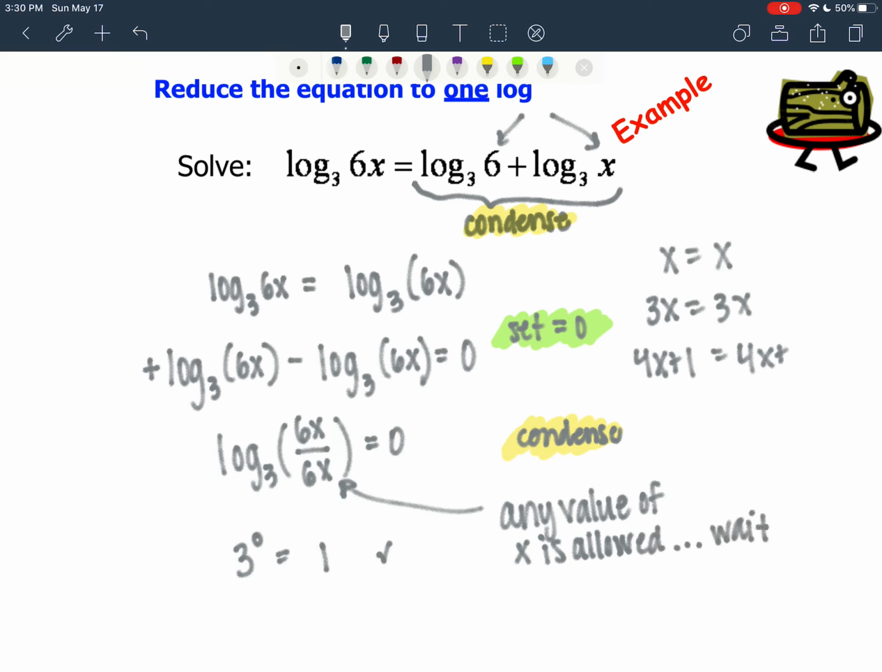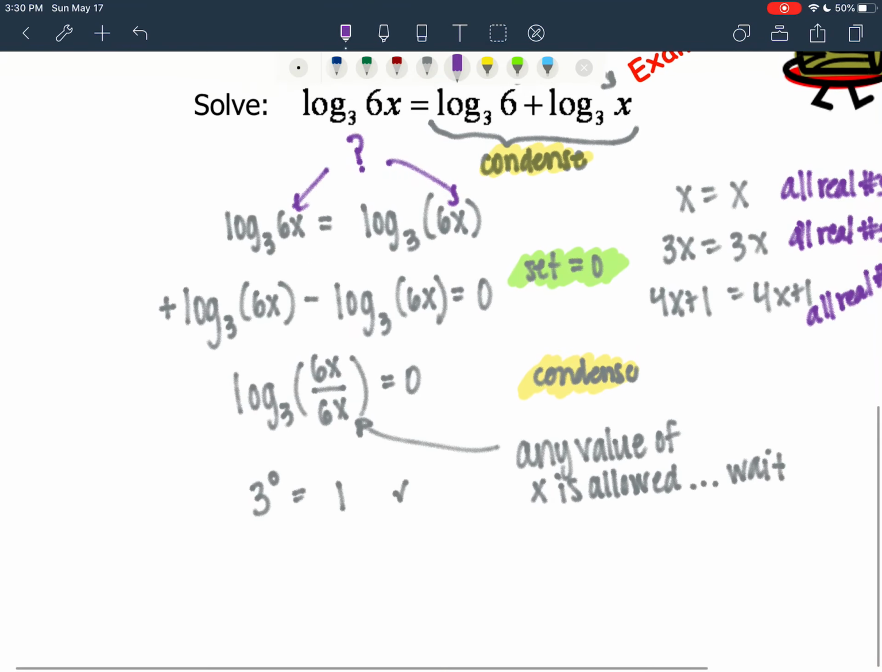Wait, hold on. Here we say all real numbers make this equation true. And here where I had 4x plus 1 equals 4x plus 1, all real numbers make this equation true. However, do all real numbers work here? Well, what numbers are not allowed?